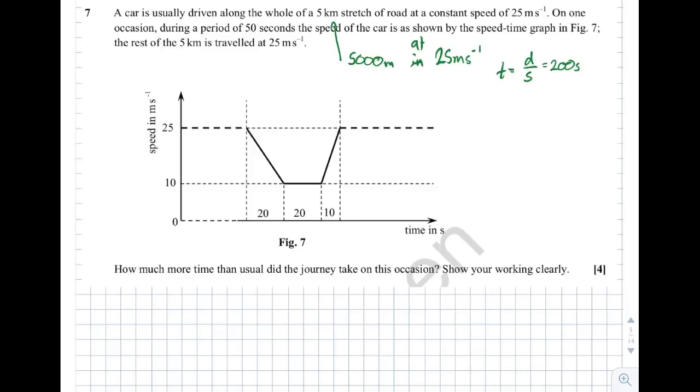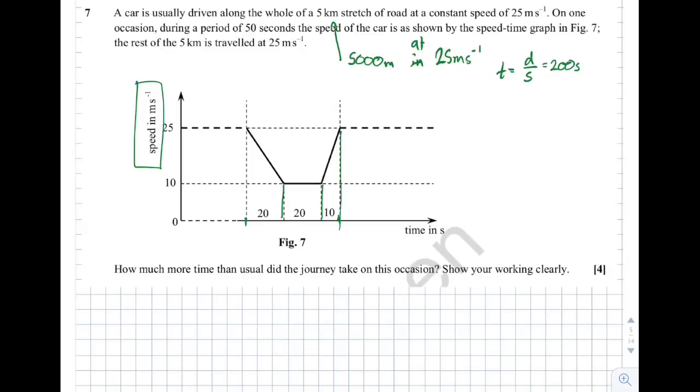So now we know the majority of the journey is done at 25 meters per second, but there's been this slowdown here. So let's see how much distance is covered in this time. Now what you need to know is that to find displacement from a speed time graph, we need to find the area underneath the graph. So for this 50-second stretch, let's see if we can find the area under the graph. There are different ways you could do this. I'm going to split it up into 2 trapeziums and a rectangle.